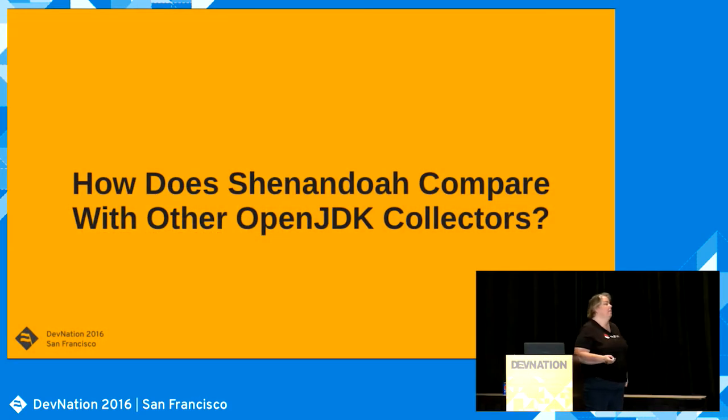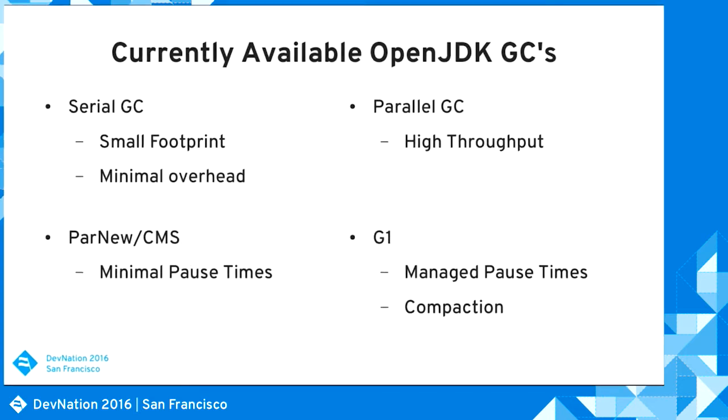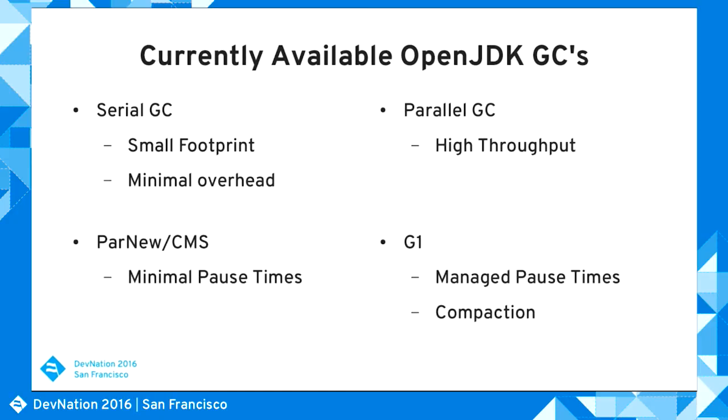So how does Shenandoah compare with the other OpenJDK collectors? This is a slide I show all the time, but I love it, so bear with me. In OpenJDK, there are currently these 4 garbage collectors. If what you want is to run 100 JVMs on your machine, you have a server machine, you want to start up a bunch of tiny JVMs, you're probably going to want to run Serial GC. It uses 1 thread, it has a small footprint, and it has minimal overhead because it's only the 1 thread. So if you've got 100 megabytes of heap, it doesn't matter because the GC pauses are going to be small enough that you're going to be okay anyway.